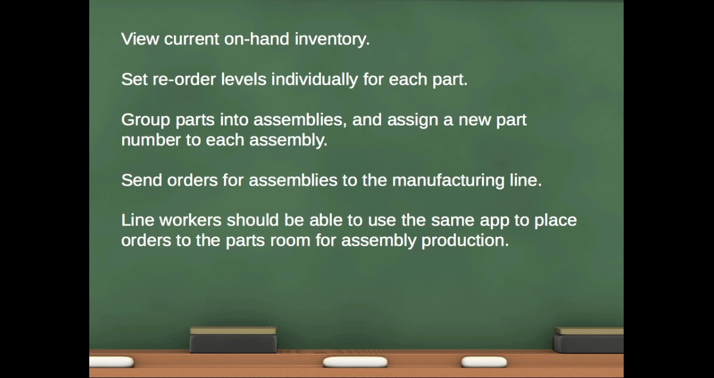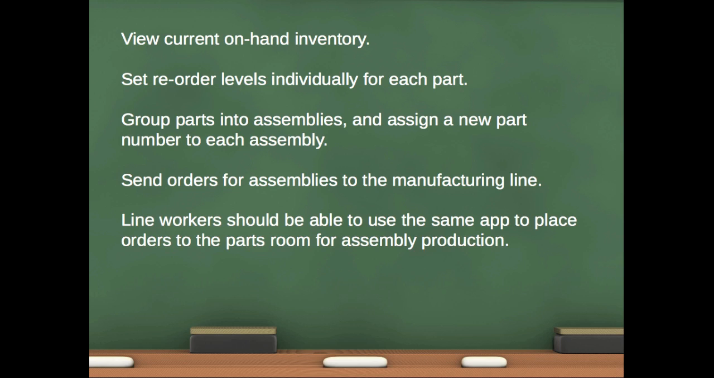They should be able to set reorder levels individually for each part. And what that means is when a part gets low, we should get some kind of alert within the application that the part is becoming low, and we should be able to set the level that the alert pops up for each part and for each assembly individually.